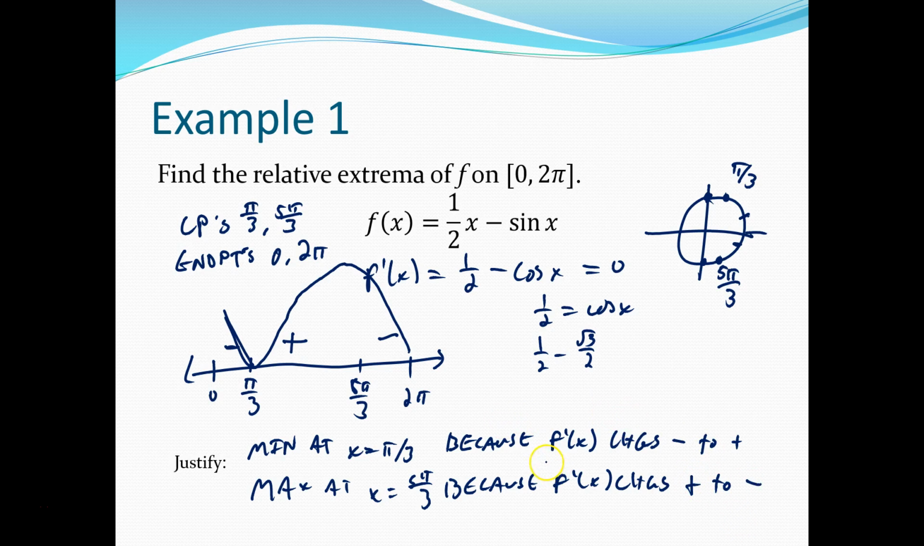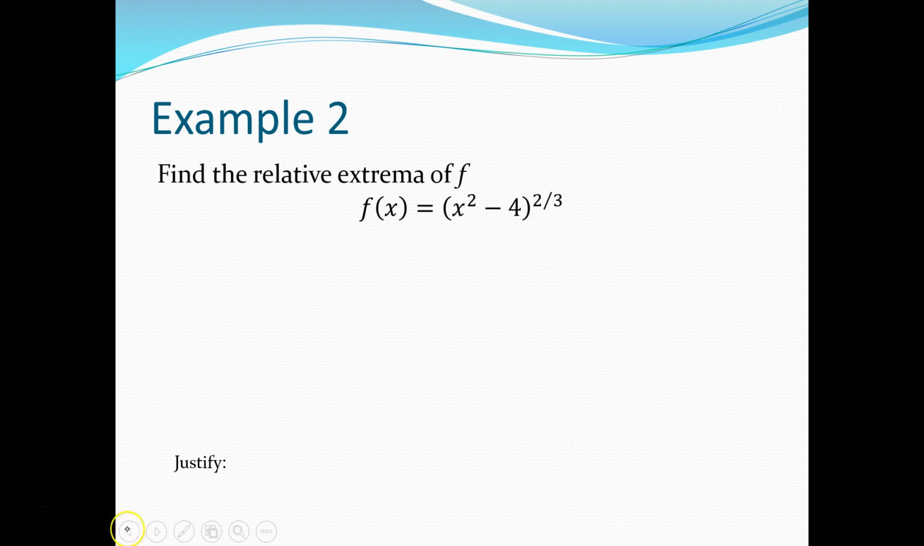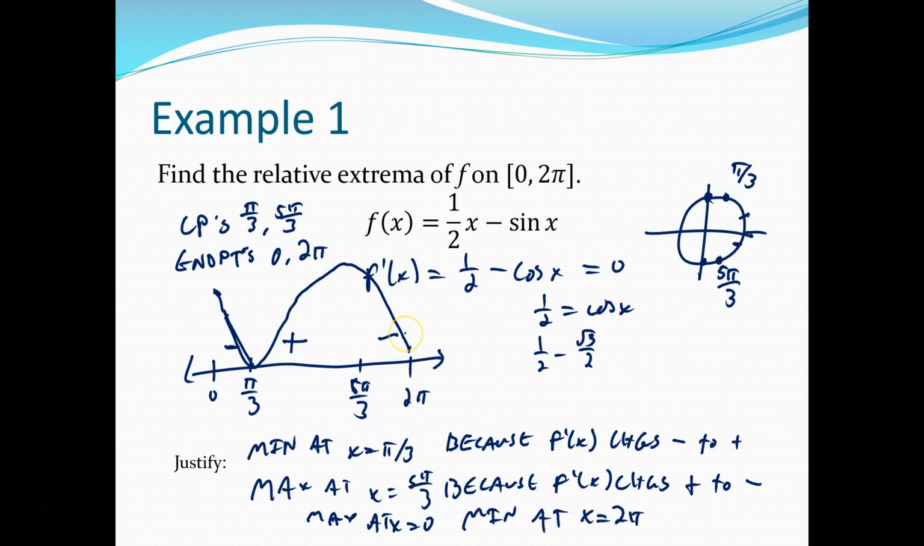How about at our endpoints? What's going on at 0? Well, it looks like if it's decreasing that entire time, we must have a max. So we got a max at x equals 0. And at the end here, we have a minimum at x equals 2 pi. I don't have room for my justification there, but that's because the derivative is negative coming off of 0, and it's also negative coming into 2 pi. So we must have a maximum at the beginning and a minimum over here at the end. And that's all because of the first derivative test.